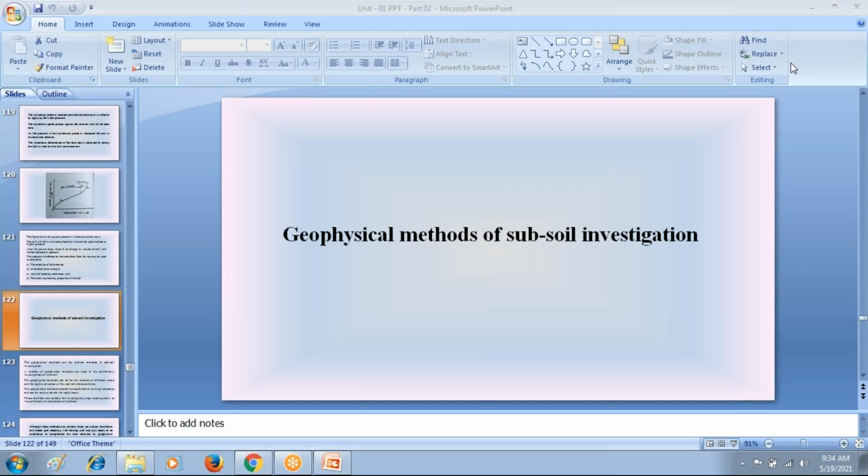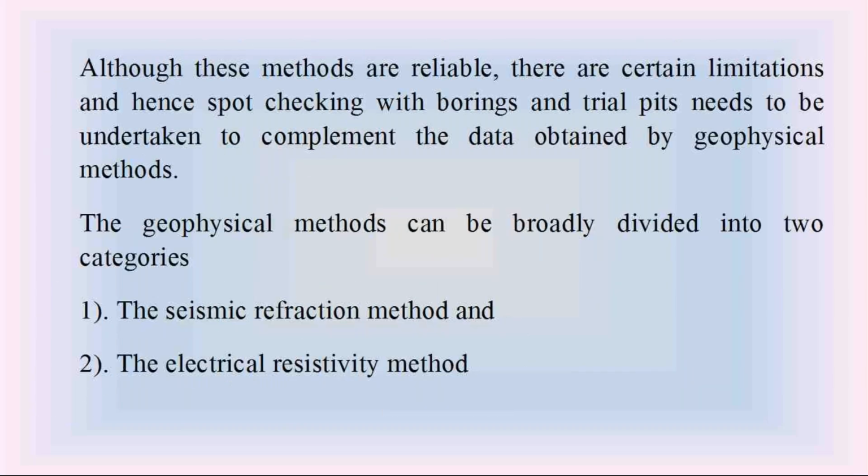Then in these geophysical methods, please everyone watch this slide carefully. In the geophysical methods, we have basically two different methods. We have two types of geophysical methods. The first one is the seismic refraction method, and the second one is the electrical resistivity method. These two methods are adopted in the geophysical methods to study the properties of soils below the ground level. The first one is the seismic refraction method.